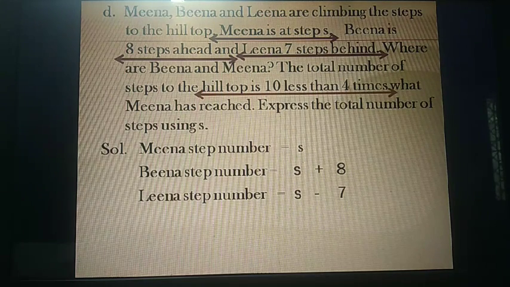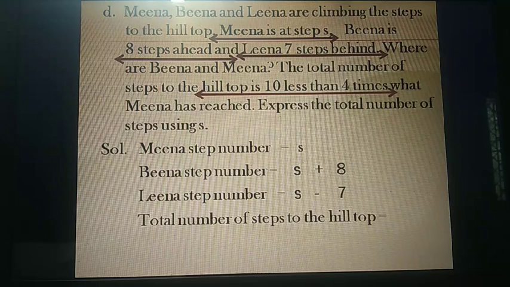Now we are supposed to find total number of steps to the hilltop. It's 10 less than 4 times what Meena has reached. 10 less means minus 10. 4 times Meena reached means 4S. This is the final answer. Moving to E.